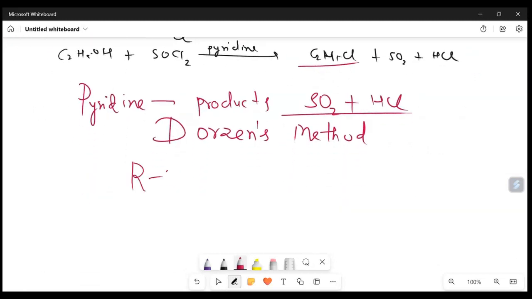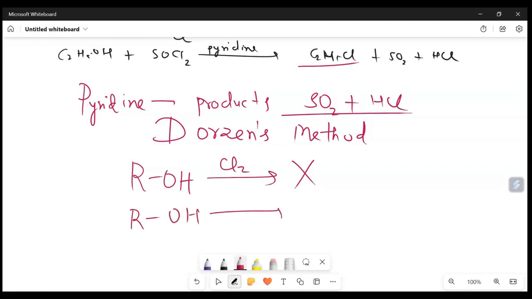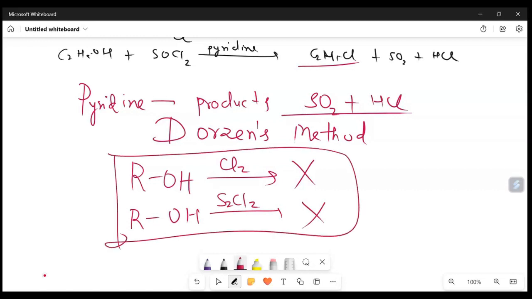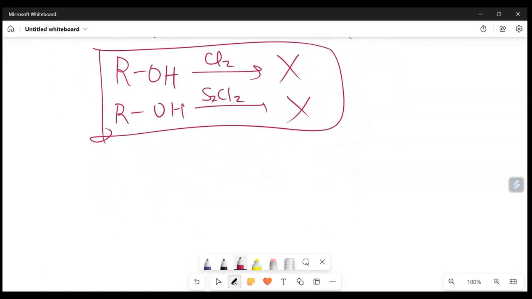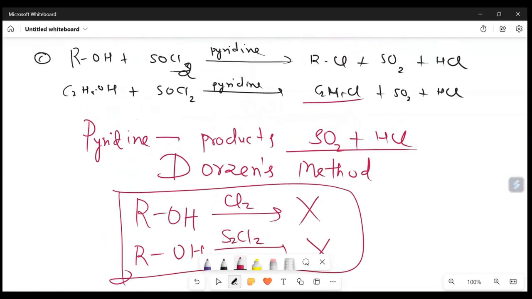If we try to react ROH directly with Cl2, no reaction. Trying to react ROH with S2Cl2 also gives no reaction. So it only reacts with PX3, PX5 and SOCl2. So only SOCl2.